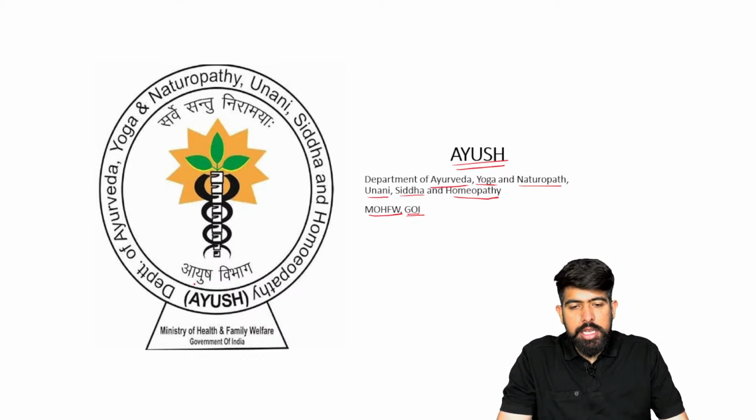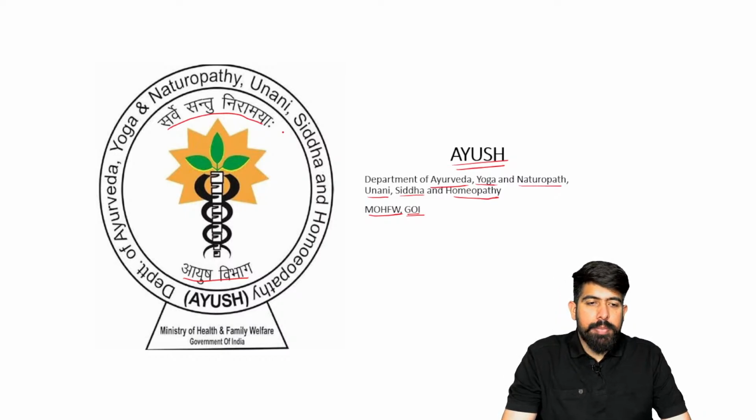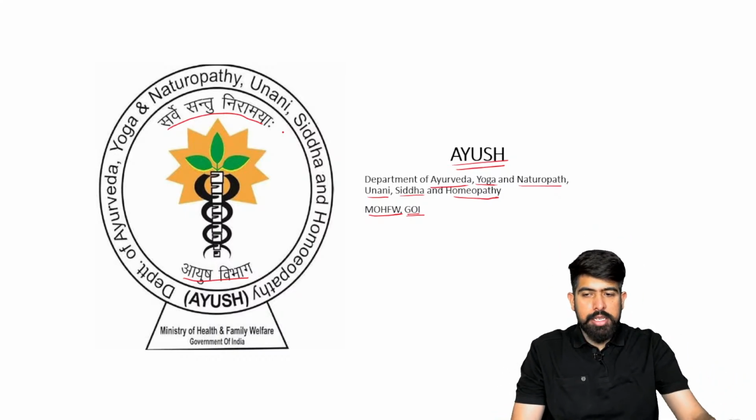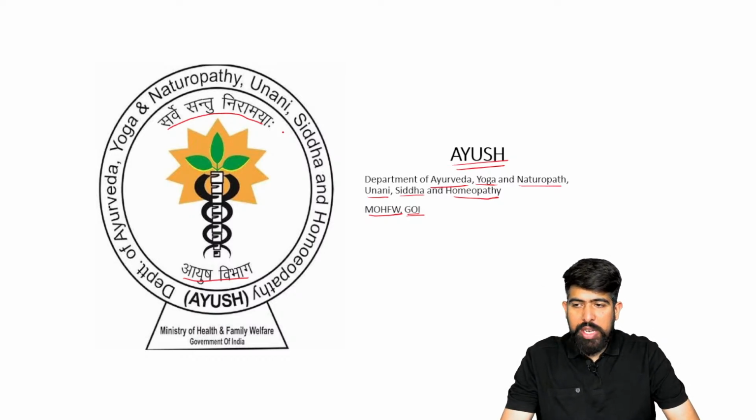And in this logo you can see, this is the Ayush Vibhag. It is clearly written Sarve Santu Niramaya. This is the Sanskrit line written for the healthy person, right? And this is about the Ayush. Please remember Ayush. What is the meaning of Ayush? A is for Ayurveda, Y is for Yoga, N is for Naturopathy, U is for Unani, and S is for Siddha. All right, so this is all about your Ayush Vibhag.